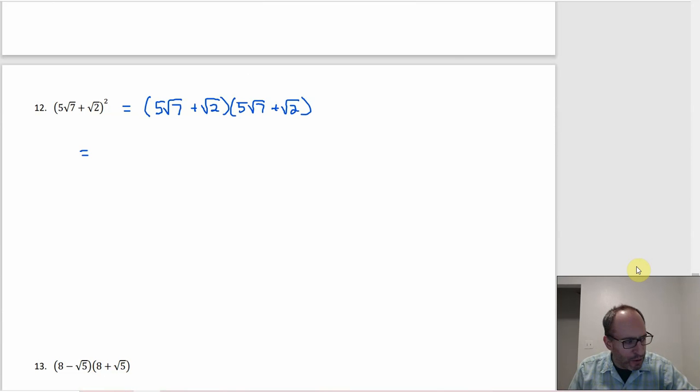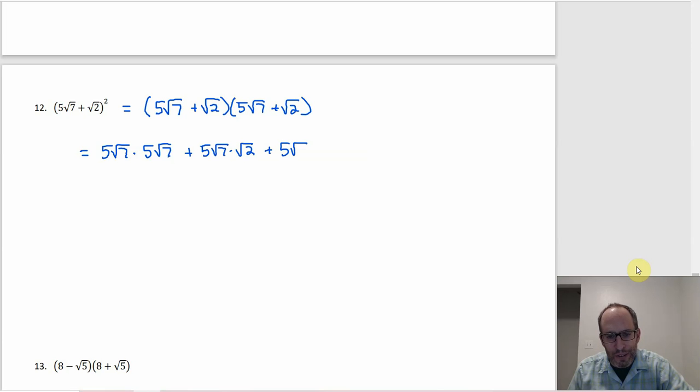All right, if we FOIL that out, we're going to have 5 radical 7 times 5 radical 7, and then plus 5 radical 7 times radical 2 for the outer. But then the inner is going to be the same thing. It's going to be another 5 radical 7 times radical 2. And then the last is going to be a radical 2 times radical 2.